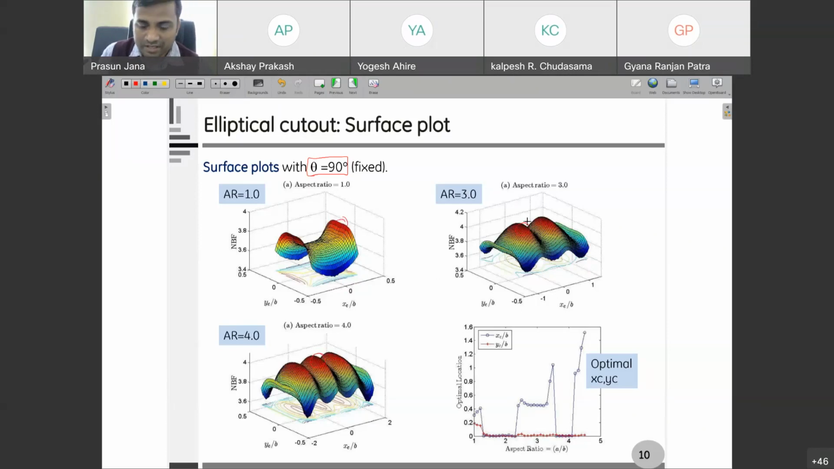So to see whether some intuitive idea we can get by changing the aspect ratio. And you can see that really these surfaces are not very similar. So they're different for different cases.